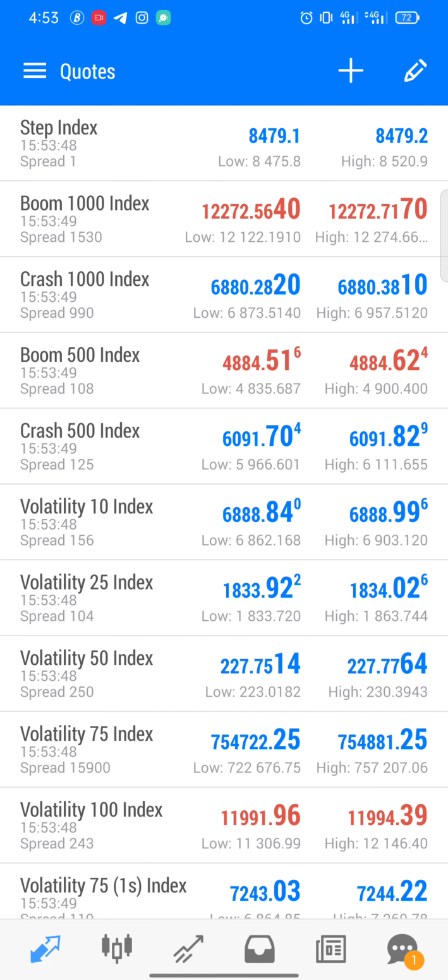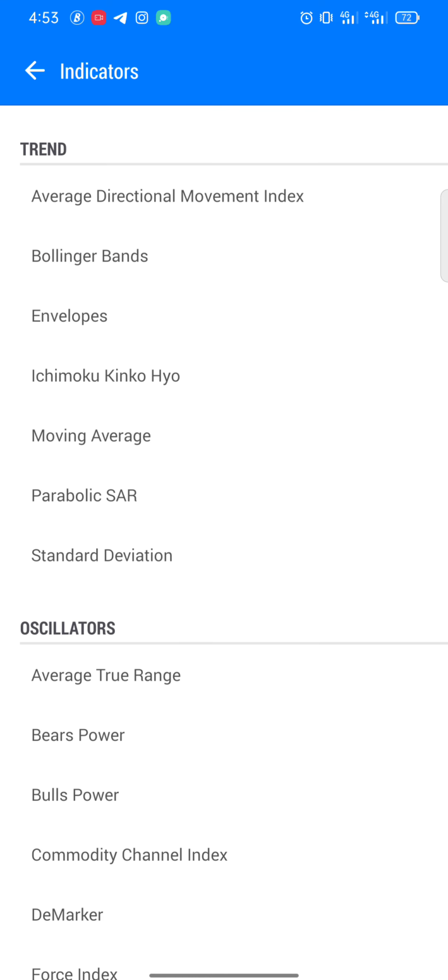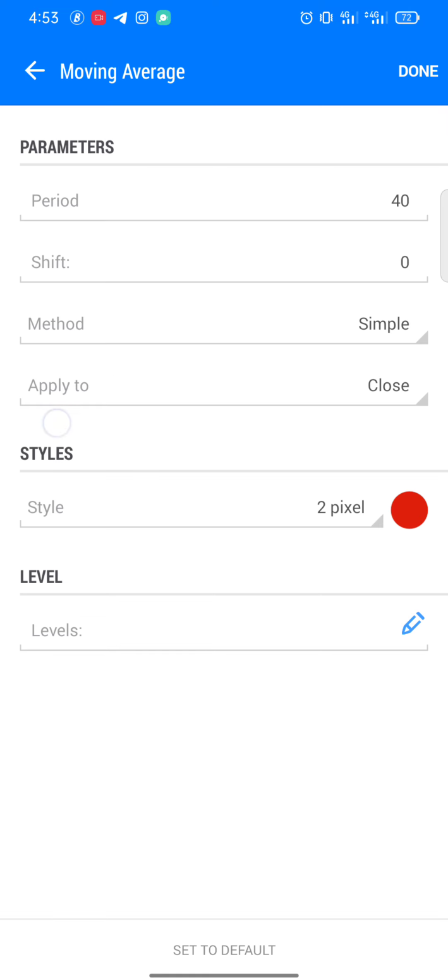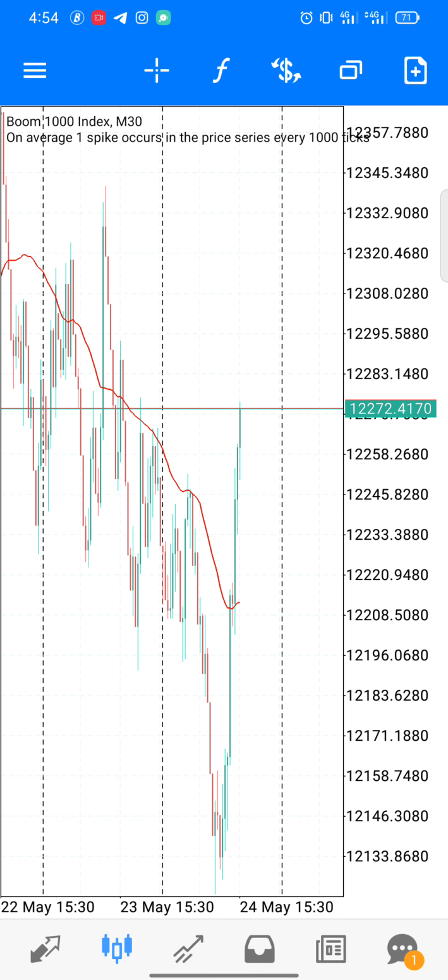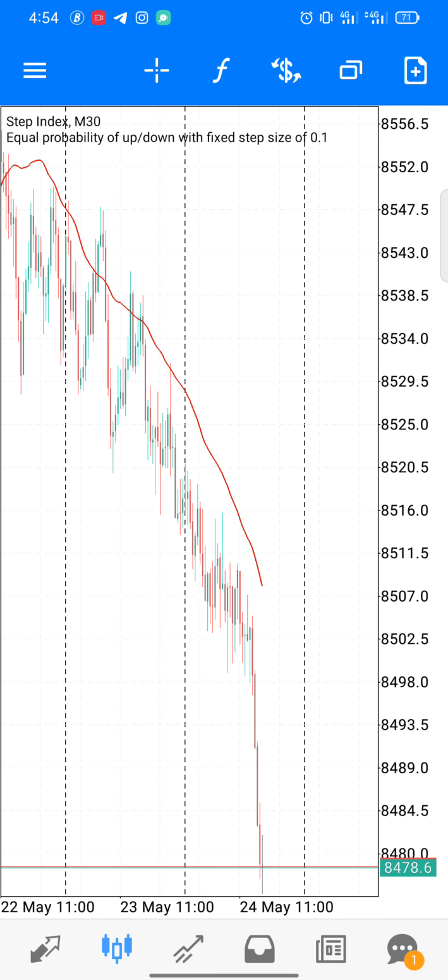Okay, before then, guys, let's introduce our strategy, the indicator which we'll be using as well, though we're going to top it up with some price action. First, the moving average indicator: we're going to use period 40, shift 0, method simple, apply to close. The style, make it 2 pixel, color red, you click done. So we've got a moving average right here.